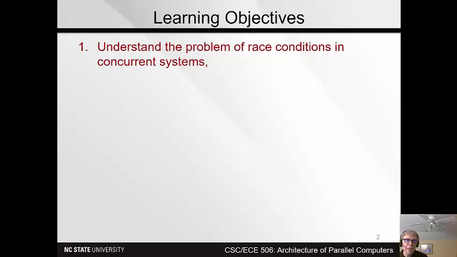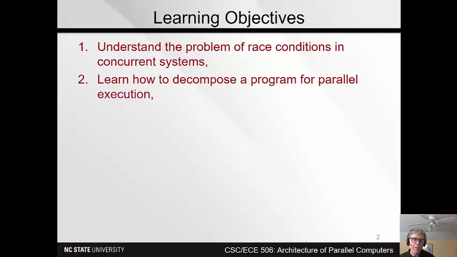The first learning objective is to understand the problem of race conditions in concurrent systems. If you have a serial program, it carries out operations in exactly the order that the program specifies. But if you have multiple threads or multiple processes working at the same time, you don't know whether one of them is going to get ahead of the other one. And they need to synchronize their accesses to make sure that when one of them writes a variable and the other one reads it, the one that writes it actually does the writing before the other one does the reading. And if there's any doubt, that's a race condition.